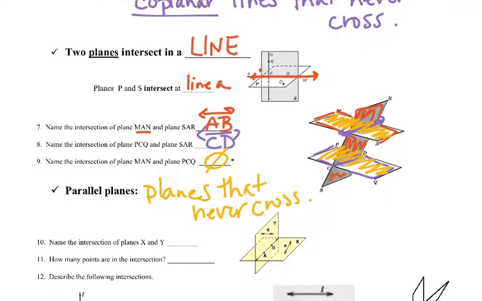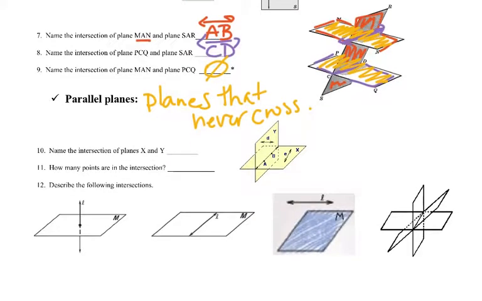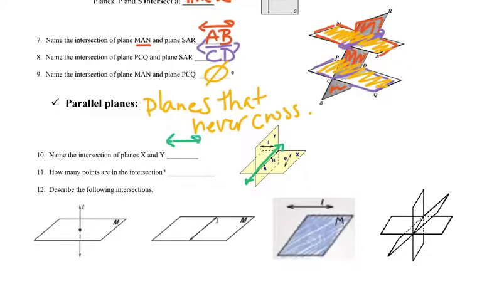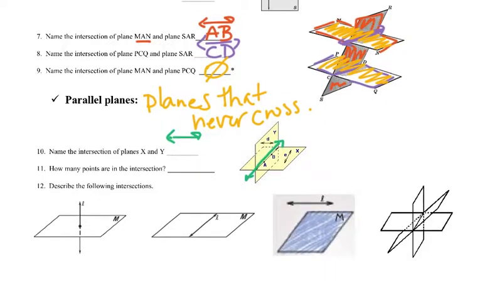Okay, a few other questions here on the bottom. One is with this picture. The intersection of plane X and plane Y is going to be right here. And that's going to be line AB, the whole line AB. And how many points are in that intersection? Infinite. There are an infinite number of points on that line.